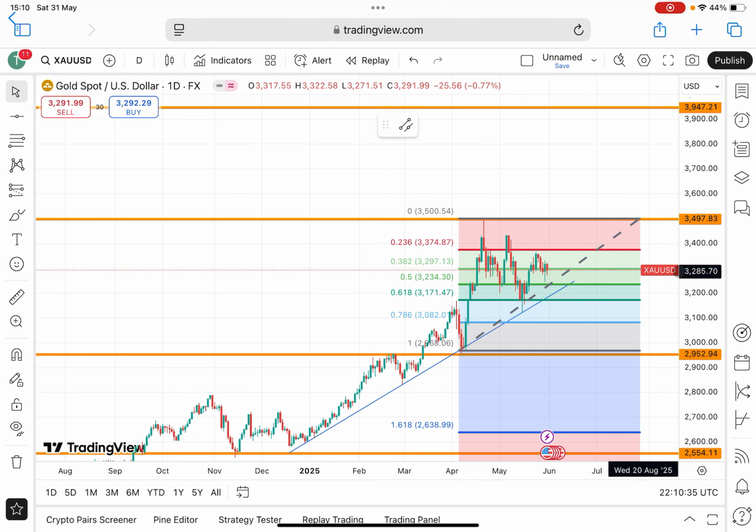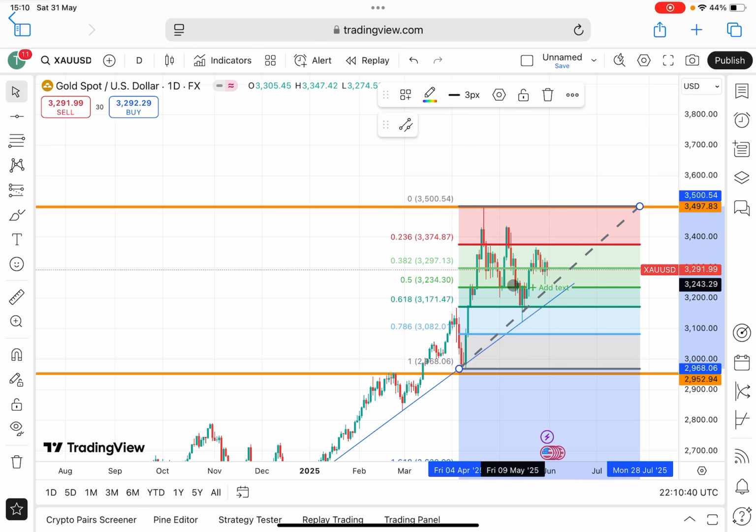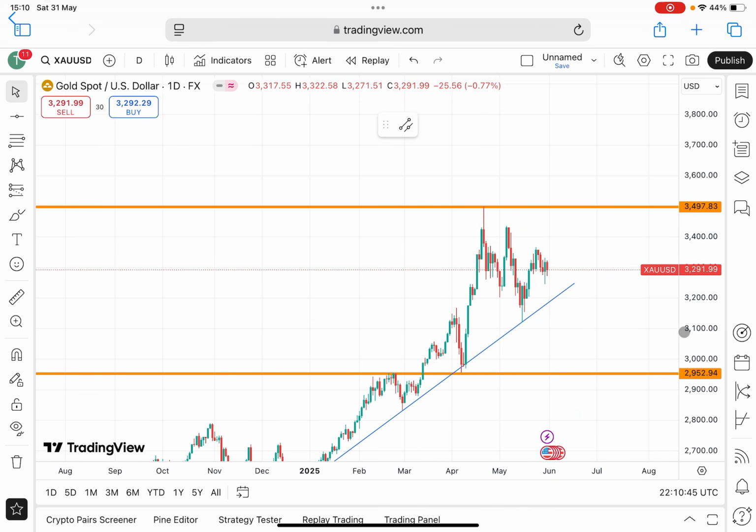So let's go down to the 4 hours. Let's see if we can look for buy or sell. Let me delete the Fibonacci retracement once again so we can see the charts clearly.